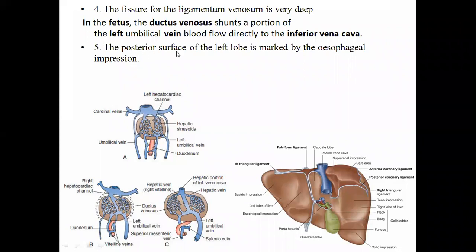Anyway, the posterior surface of the left lobe is marked by the esophageal impression. Also, there is an impression here in this area. That's called the esophageal impression. The esophagus, right? The terminal part of the esophagus, which is going to open into the stomach. That area is related to the posterior surface. So the esophagus is related here. Okay, esophagus.